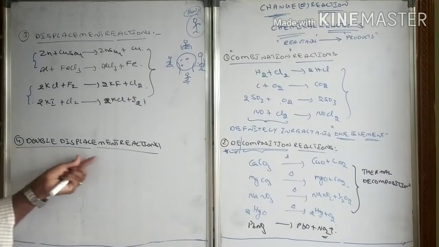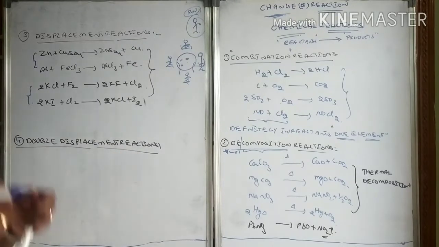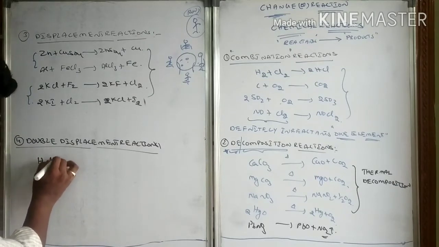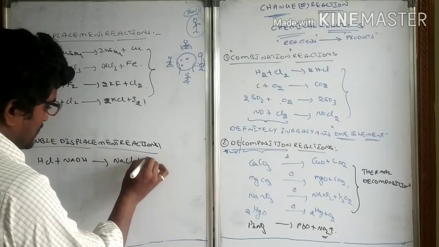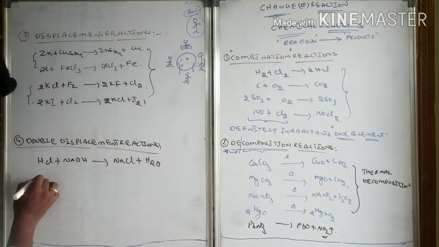Next we see double displacement reactions. What are these double displacement reactions? See, HCl plus NaOH gives NaCl plus H2O.